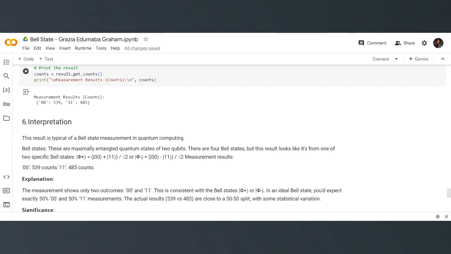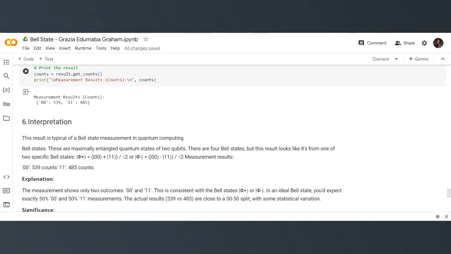The result is typical of a Bell state measurement in quantum computing. These are maximally entangled quantum states of 2 qubits. There are 4 Bell states, but this result looks like it's from one of 2 specific Bell states, that is, the phi positive and the phi negative. Yes, because in the phi positive, once one qubit is in a state of 0, it automatically affects the entangled pair to also be in a state of 0.